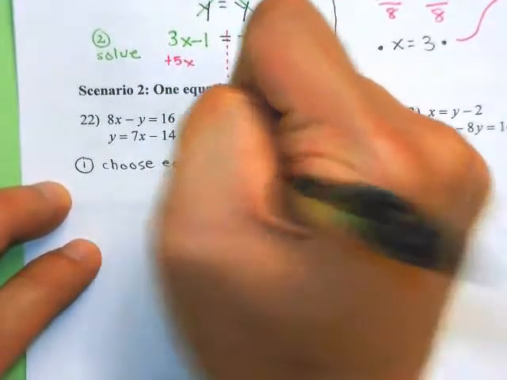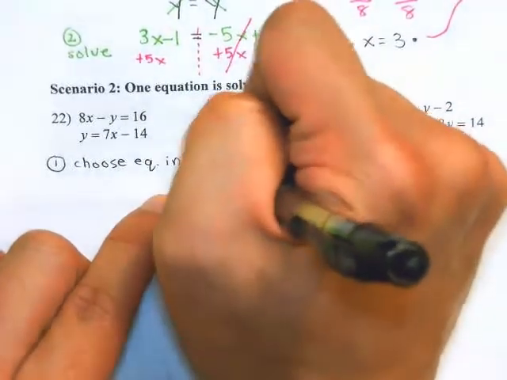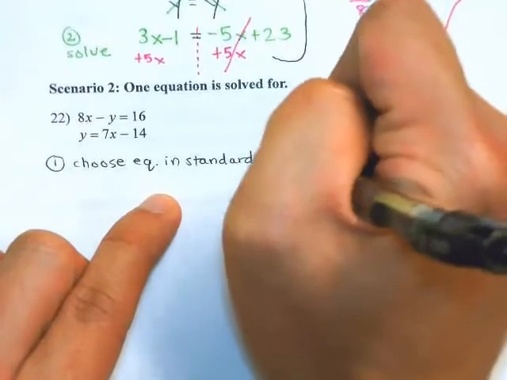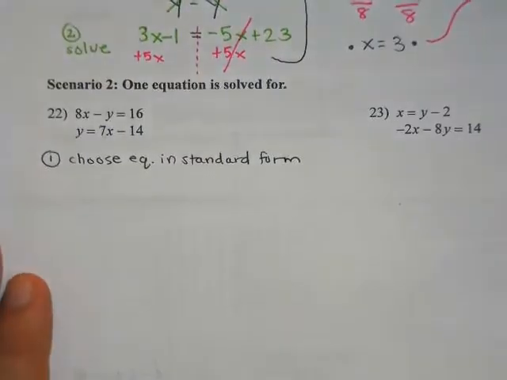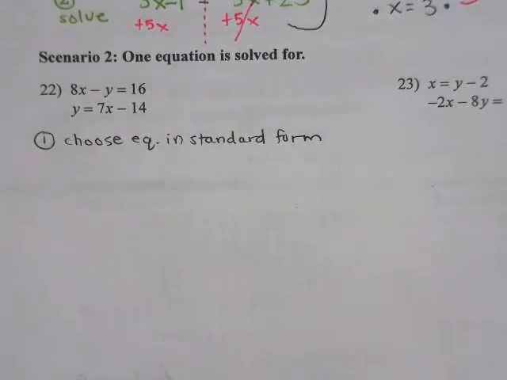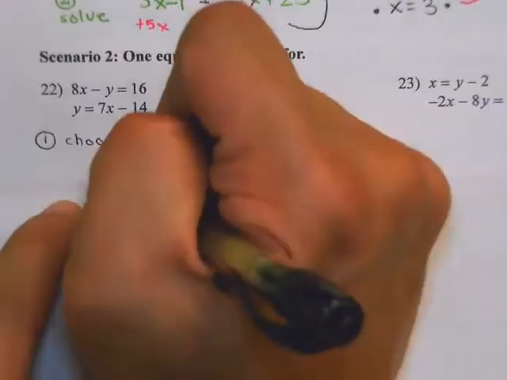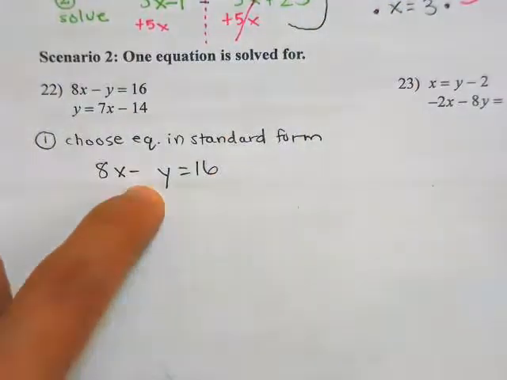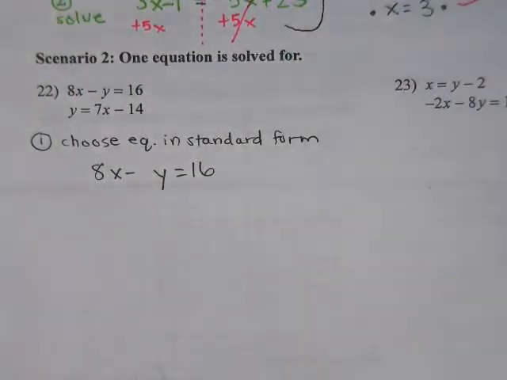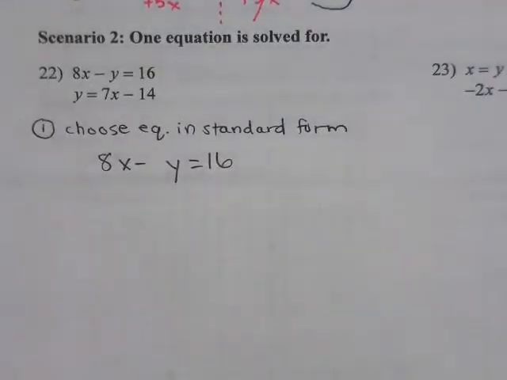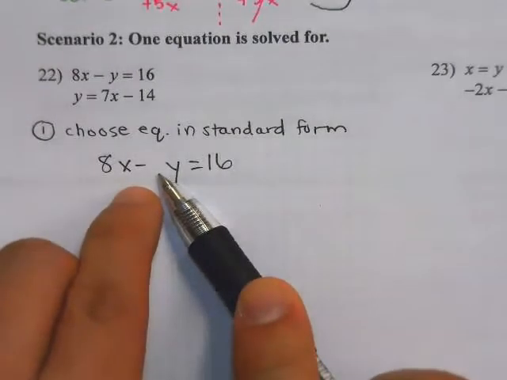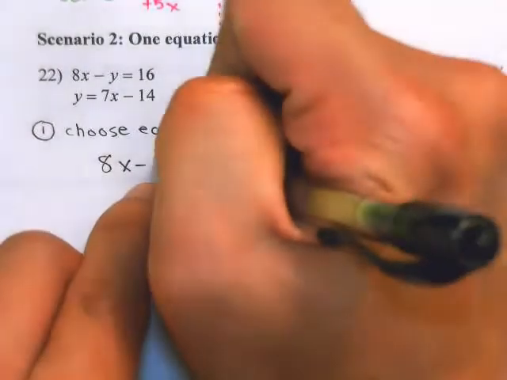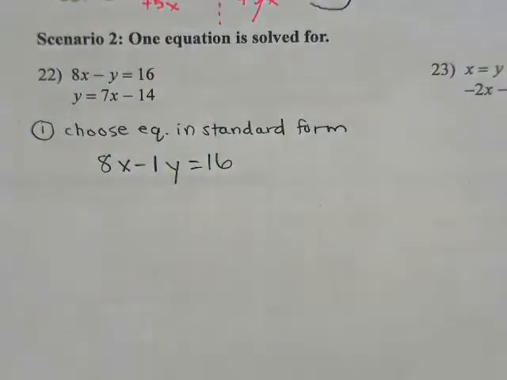So choose the equation in standard form. And out of these two equations, the one that's in standard form is 8x minus y equals 16. So 8x minus y equals 16. And I did deliberately put a space in front of the y. What is the number that goes in front of the y if we don't see it? 1. So this is actually negative 1, and that's going to be important for us.